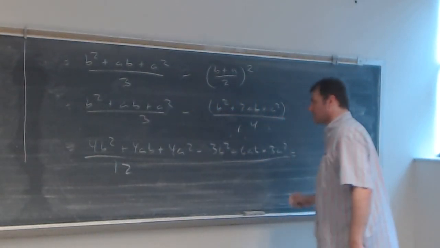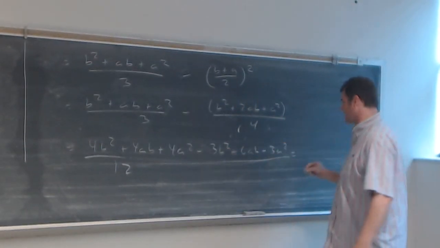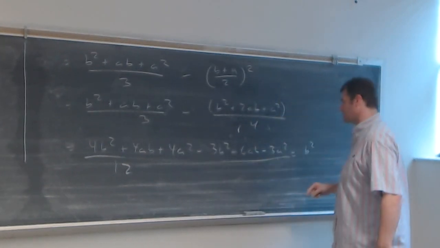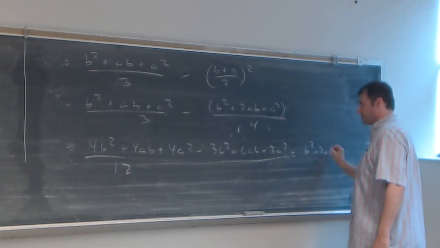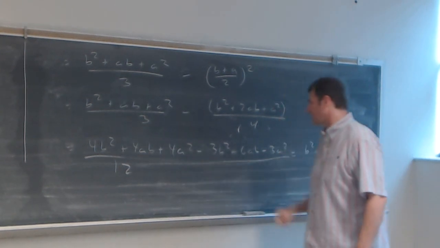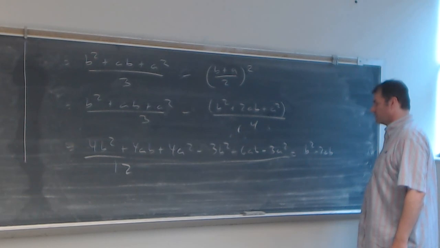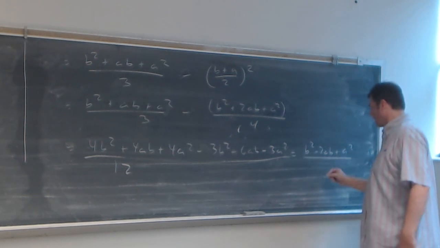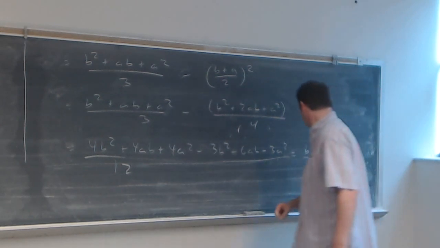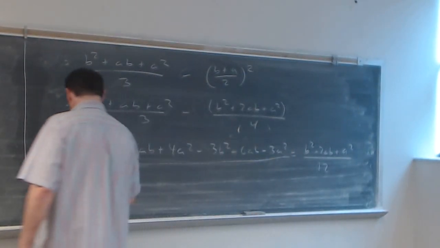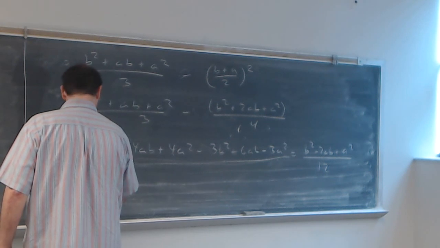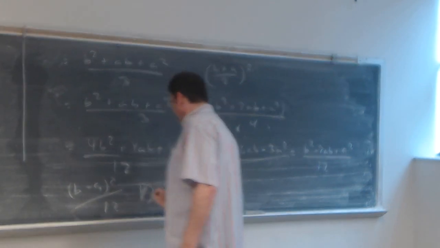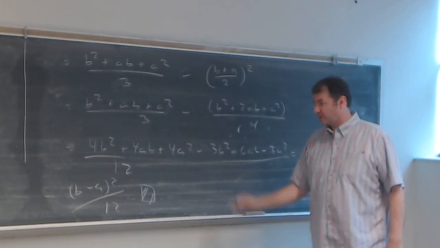Let's see what that is. Here I see 4b squared minus 3b squared, that's b squared. Here is 4ab minus 6ab, so that's minus 2ab. Here is 4a squared minus 3a squared, so that's plus a squared, all over 12. That ends up being b minus a, squared, over 12. And that's what you see, so that is right.